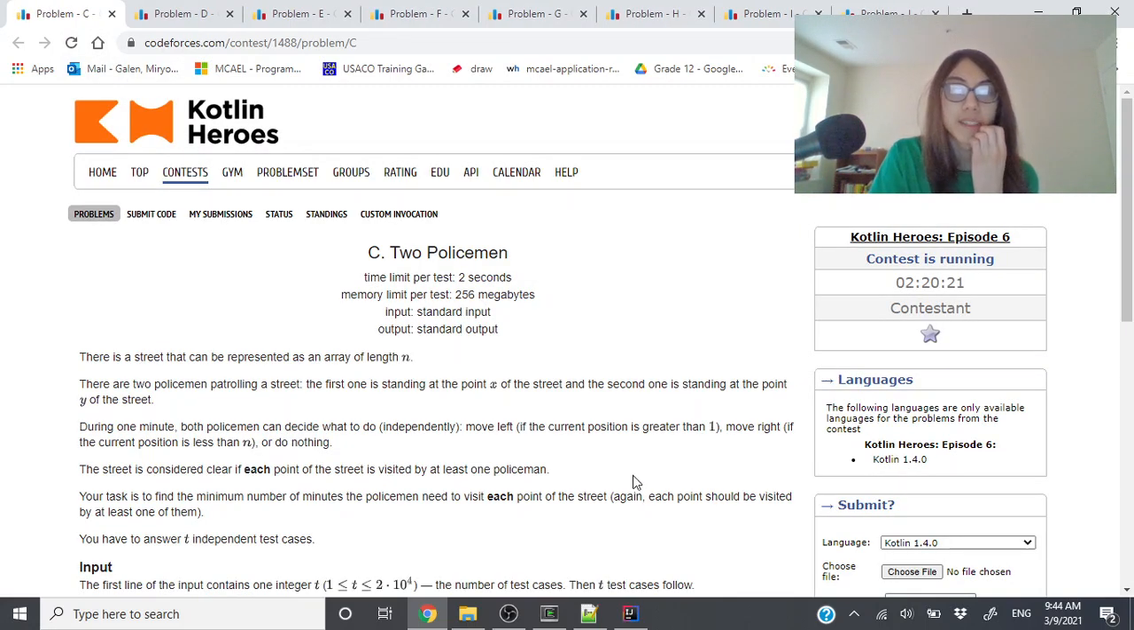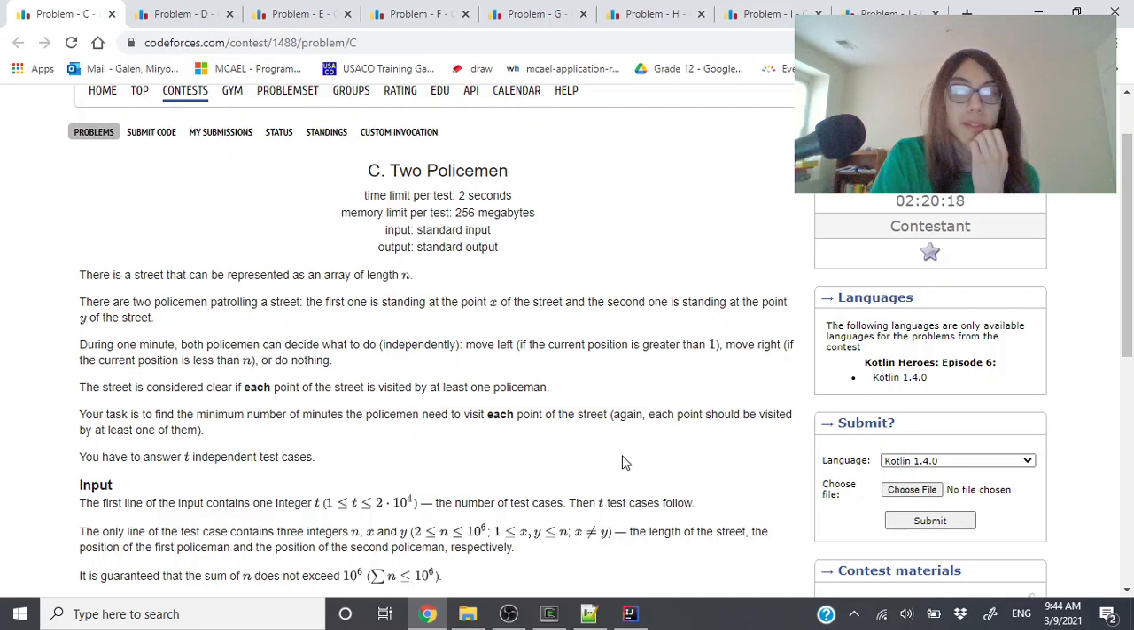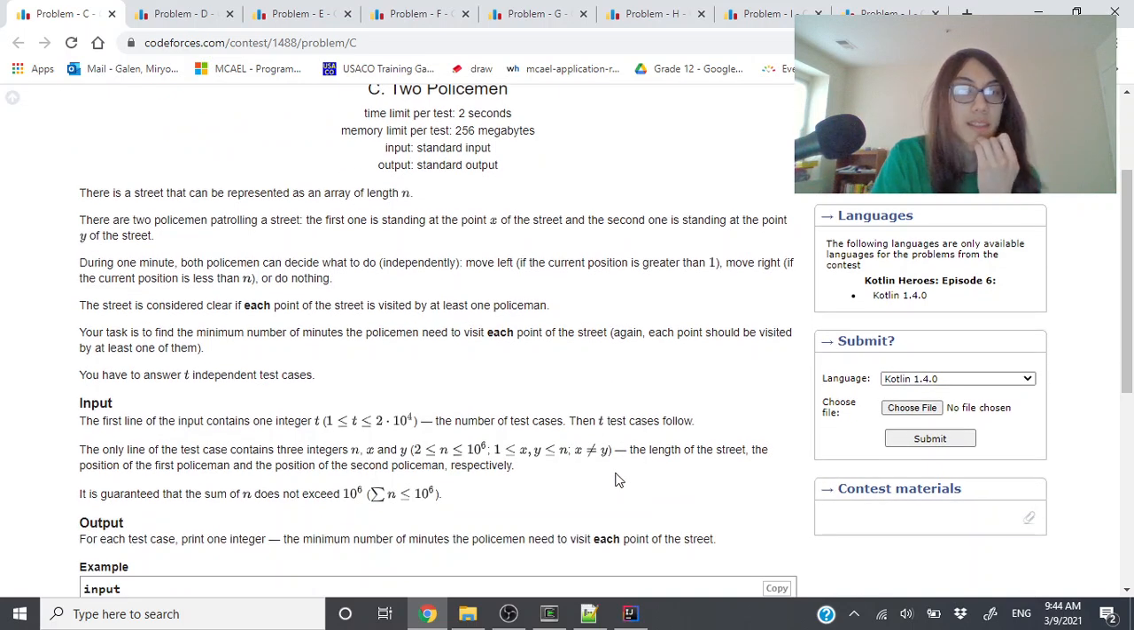There's a street that can be represented as an array of length n. There are 2 policemen patrolling it. The first is standing at the point x, and the second is at y. During 1 minute, both policemen can decide what to do: move left, move right, or do nothing. The street is considered clear if each point of the street is visited by at least 1 policeman.